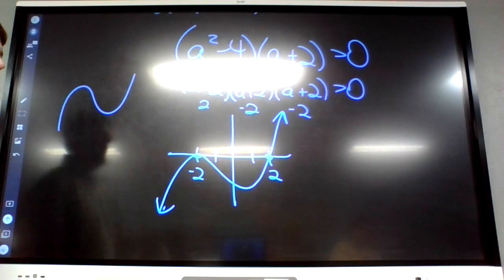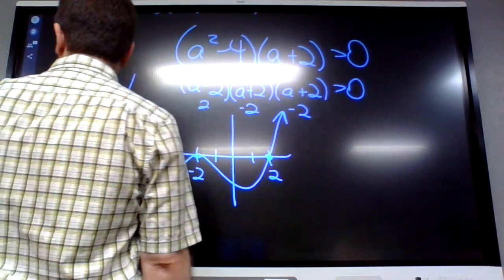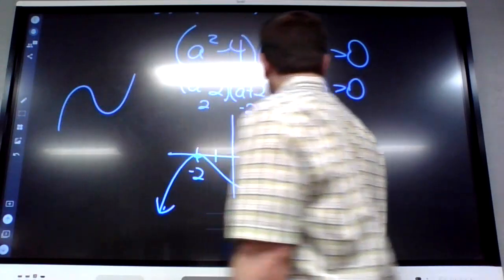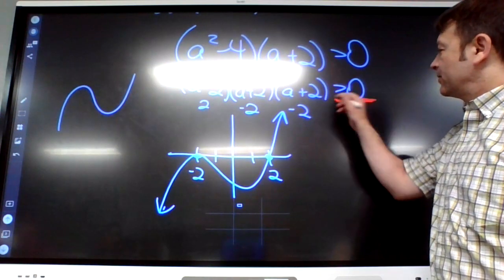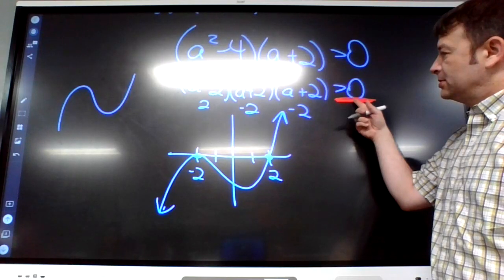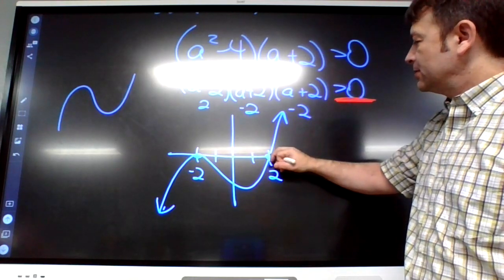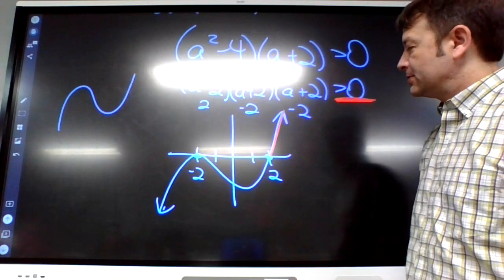Alright. That part I think you guys know how to do. This next part, I think this is where I lose you. Okay, we want the values where the function is greater than 0. Okay, the function is greater than 0 only right here.